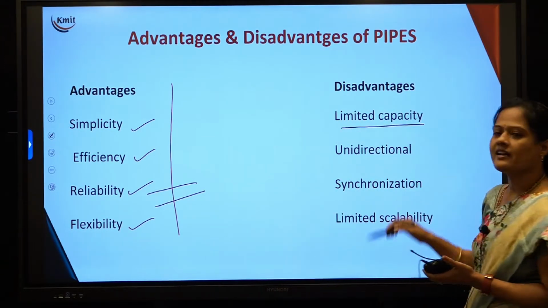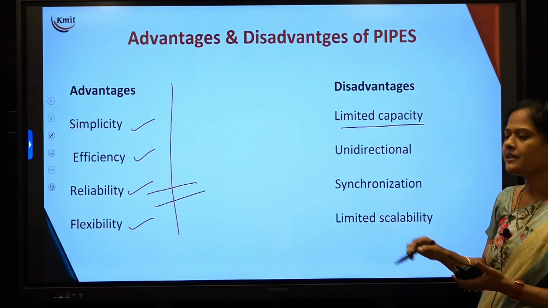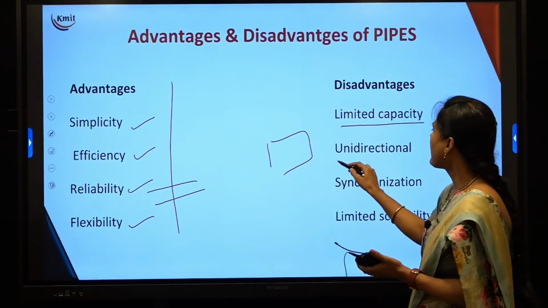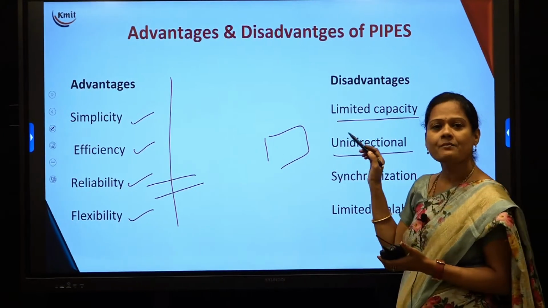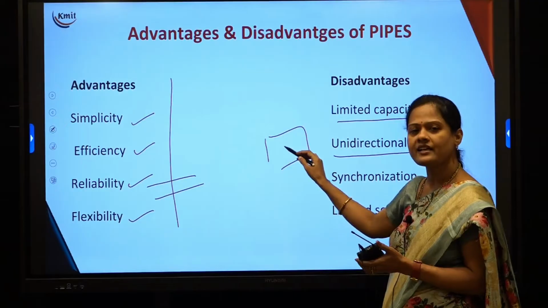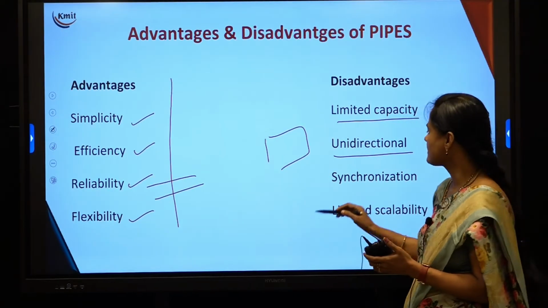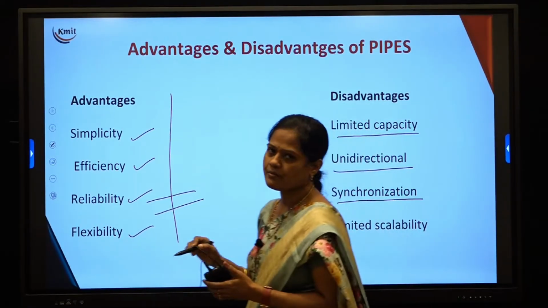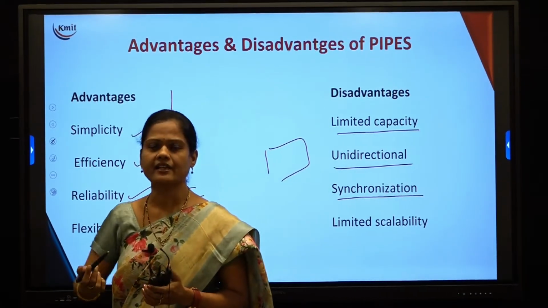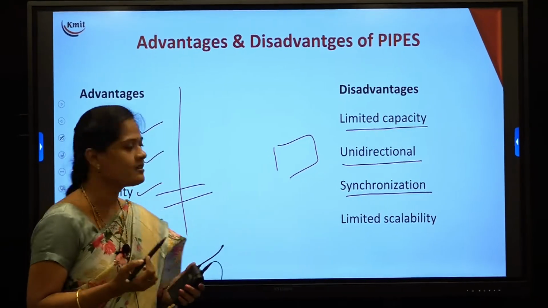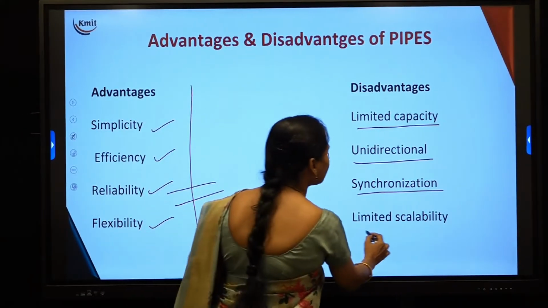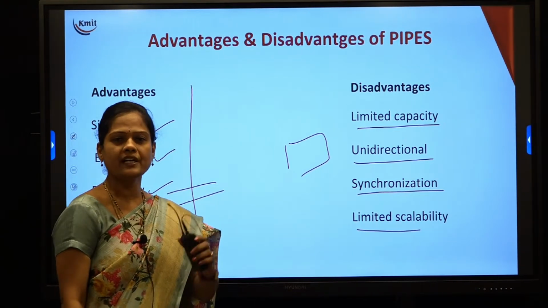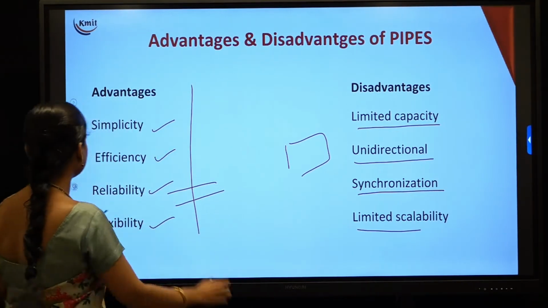Coming to the disadvantages, it has a limited capacity, meaning that it depends upon the buffer size when I go for an unnamed pipe, and it is unidirectional. Unnamed pipes are unidirectional, so if one is sending, the other cannot receive the data at the same time. Here you also want to implement synchronization, because when one process is writing the data, the other process cannot read it at the same time. And you have limited scalability, indicating a limit on the number of processes that can be included in the communication process.